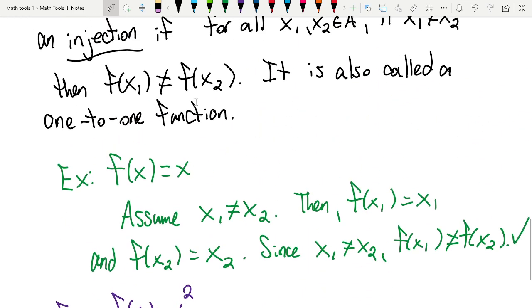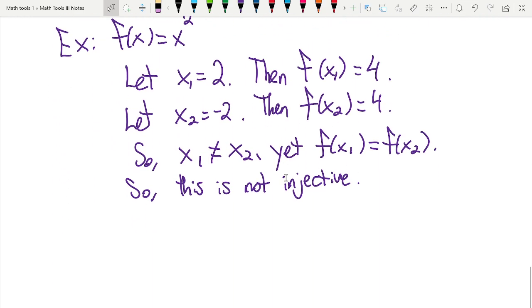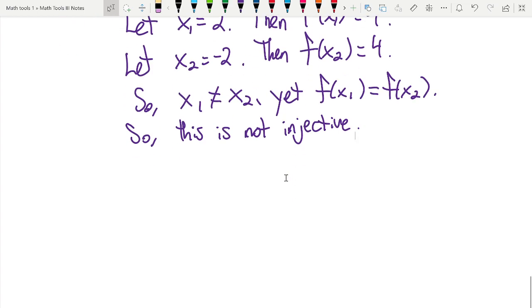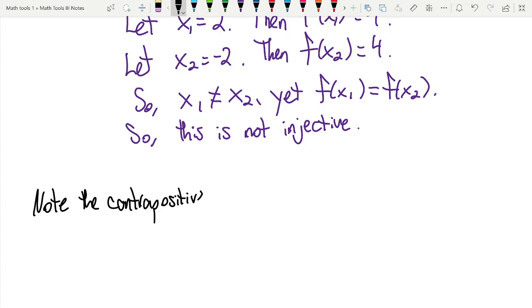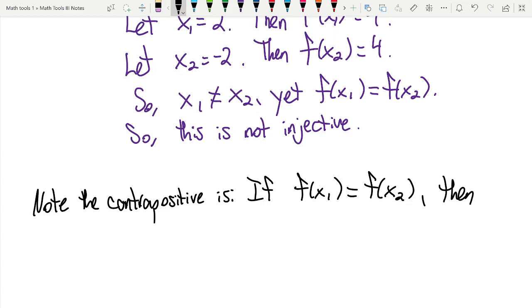So rather than dealing with the not equal to all the time, it's more common to look at the contrapositive of this. The contrapositive is: if f of x1 equals f of x2, then x1 equals x2. Whoops. So it's a little bit more direct. You don't have to worry about the not equal to all the time.